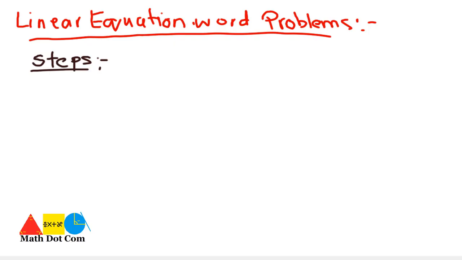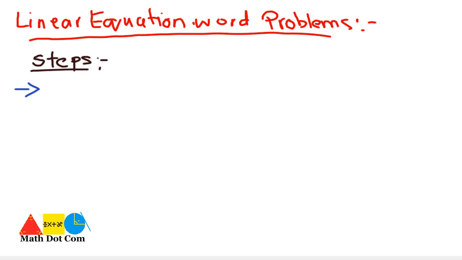Our today's topic is linear equation word problems. Most of us really feel scared when we are given a word problem and asked to find the solution. So in algebra we have certain steps that you should follow in order to solve a linear equation word problem. Let's see what those steps are one by one.